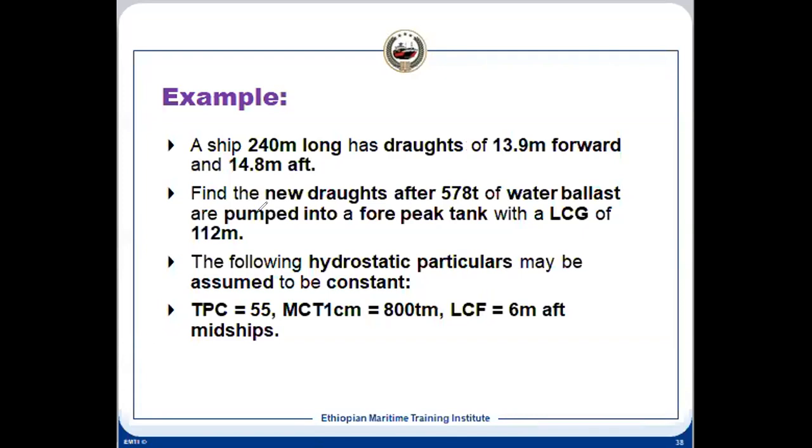So we have a 240-meter long ship. L is given to us. Draft forward and aft is given to us; this is the initial draft. And the new draft after 578 tons of water ballast we pumped out from the forepeak tank. The LCG of the forepeak tank is 112 meter. Following these hydrostatic particulars, we consider them constant. And we have the TPC and MCT 1 centimeter given to us, and LCF is given to us.